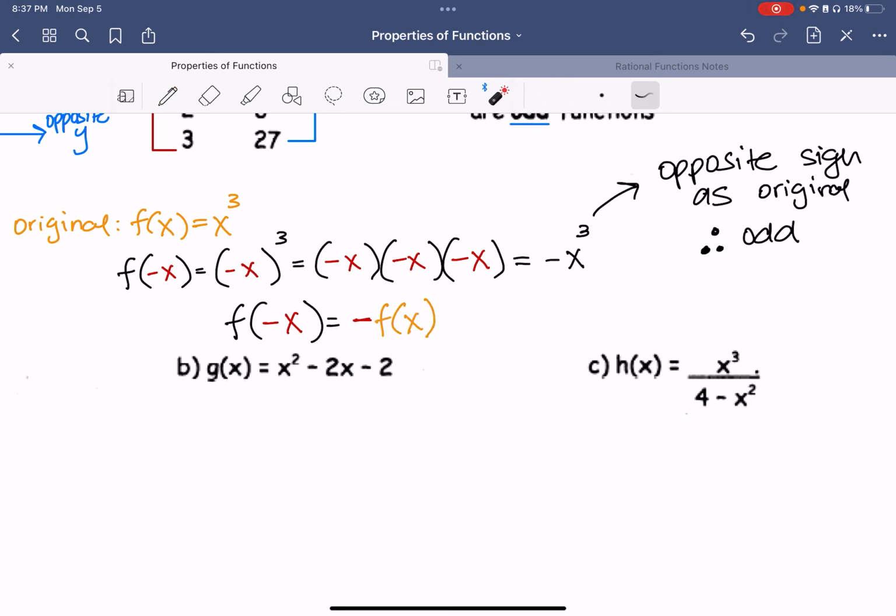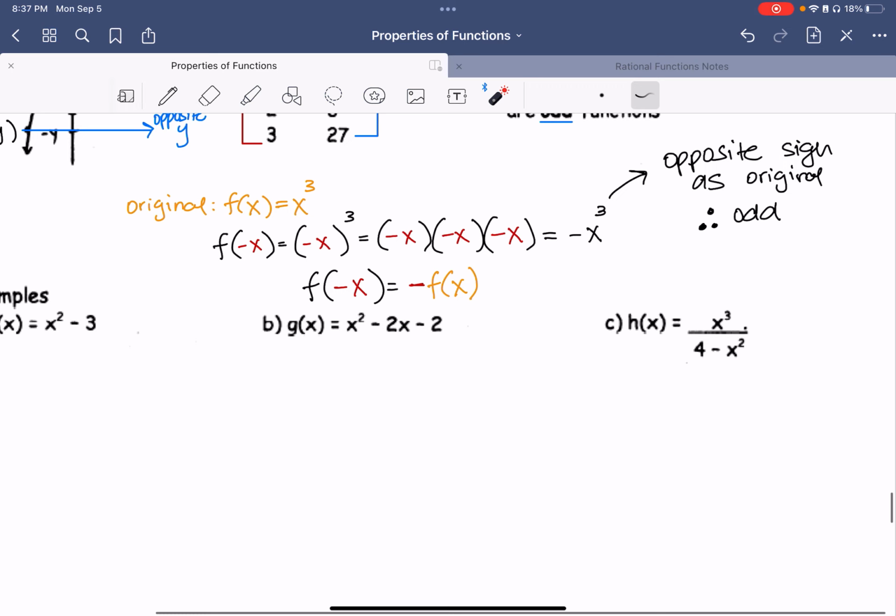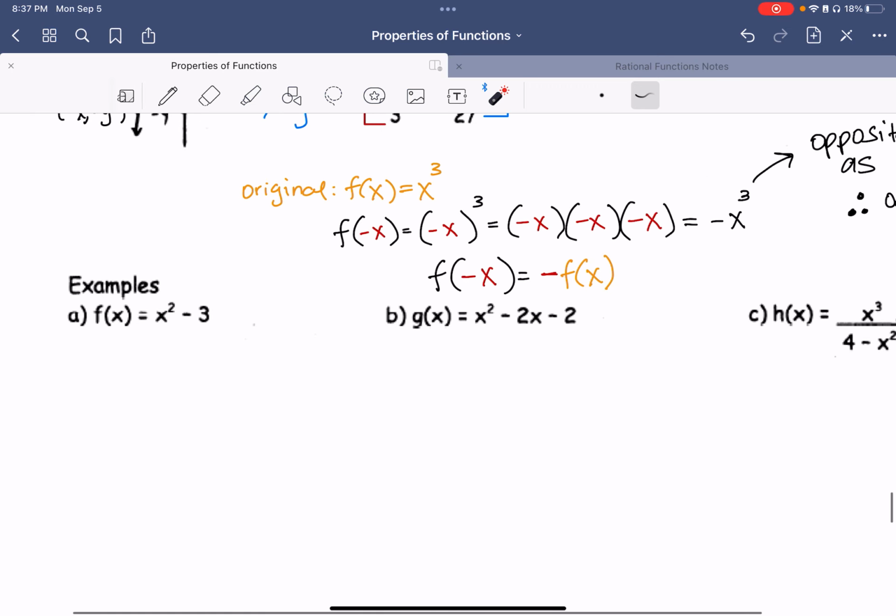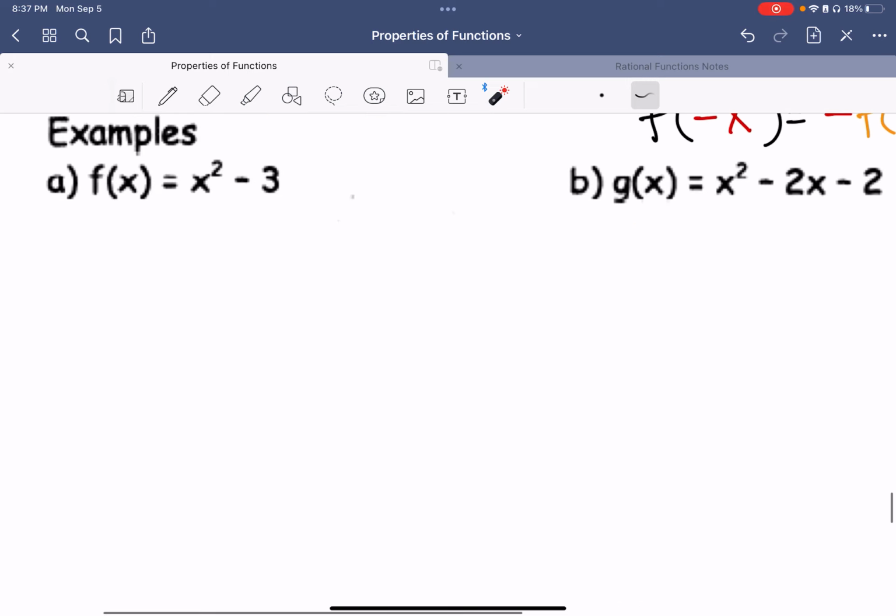Okay, so when I plugged in f of negative x, I got negative x cubed, and the original was x cubed, but I'm putting a negative in the front of it. So f of negative x is equal to negative f of x. So now let's put these rules to use. Let's start with example A.